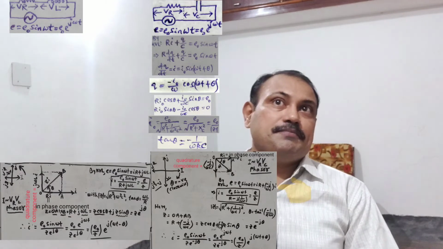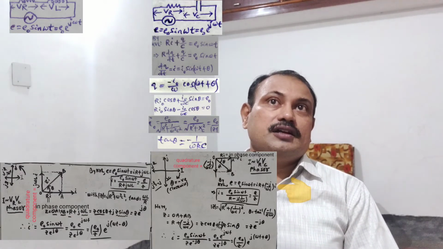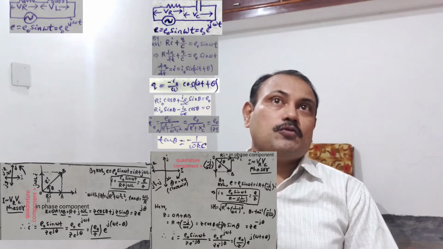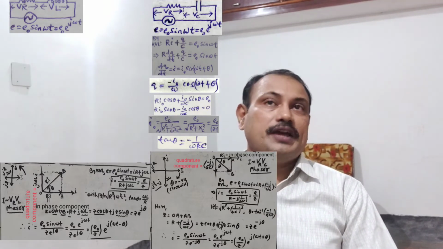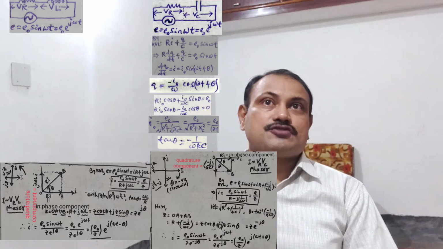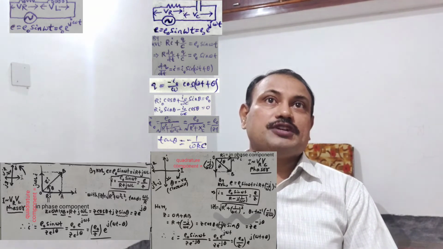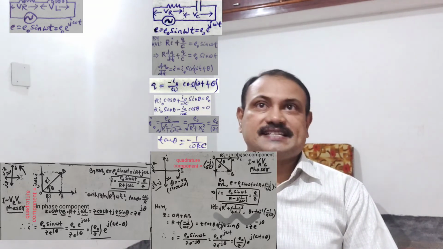So I can be equal to the current expression E0 sin omega t upon R minus J times 1 by omega C, which is equal to E by Z, where Z is equal to square root of R square plus 1 by omega C whole square, and theta is equal to tan inverse of minus 1 by R omega C.